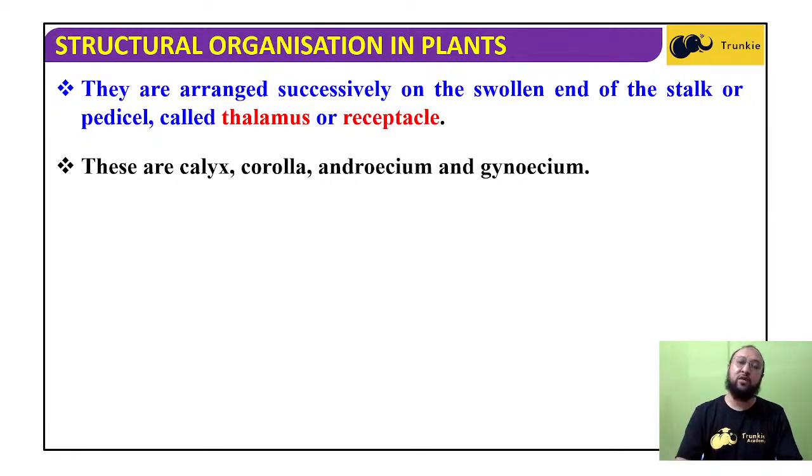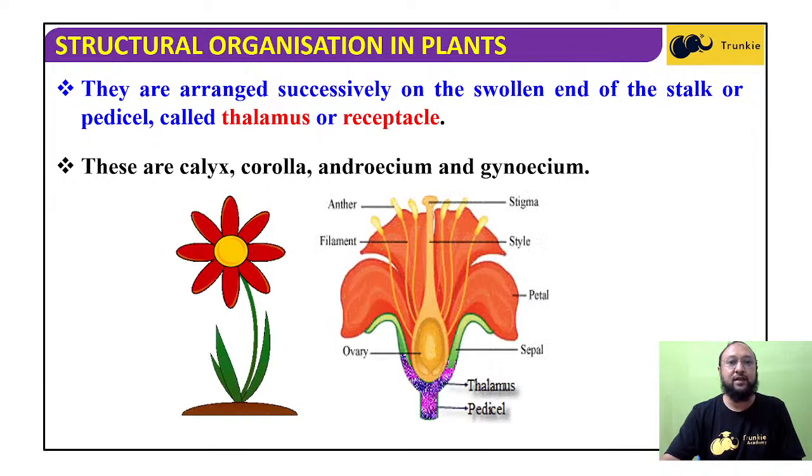Out of these four, the calyx and corolla are accessory and do not take part in reproduction directly. The androecium and gynoecium are the male and female reproductive parts of the flower. If you observe the flower, you will find the anther, which contains the pollen grains, and just below it a filament. This whole structure is called the stamen. This is the thalamus, and the pedicel, the stalk we hold the flower with.